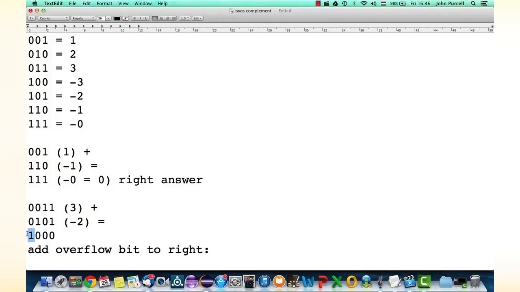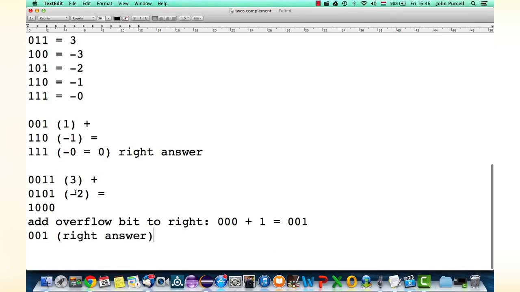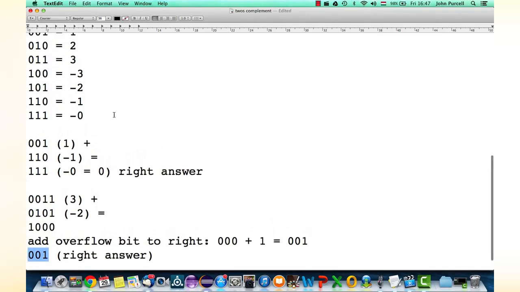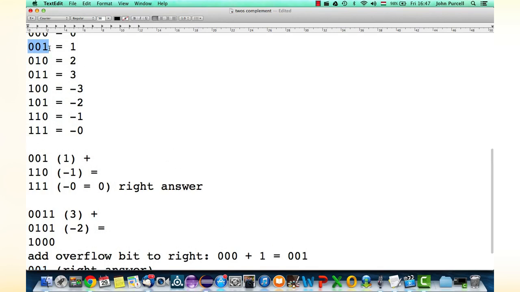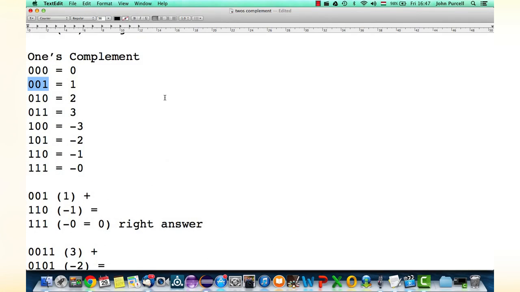So we take that off there and we add it here. And so that would be 0, 0, 0 here. 0, 0, 0 plus 1 equals 0, 0, 1. And then we get 0, 0, 1. It's the right answer, because 3 added to minus 2 is 1, and 0, 0, 1, of course, is 1. So if you look at this 1's complement system, it works.